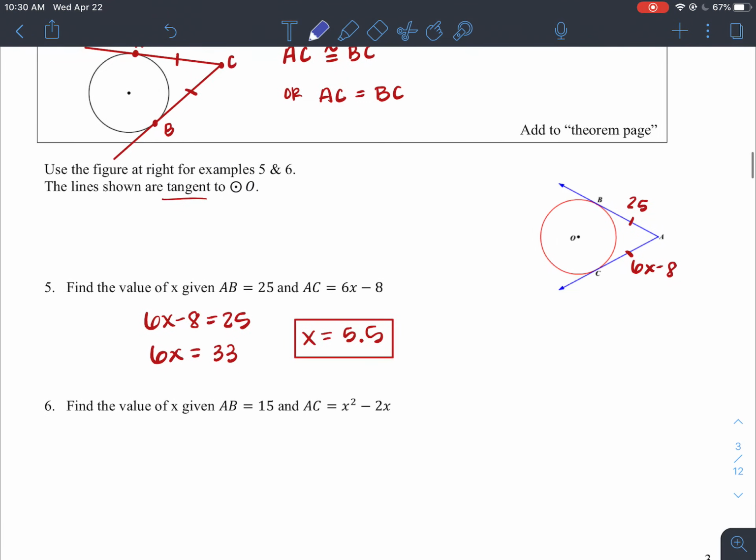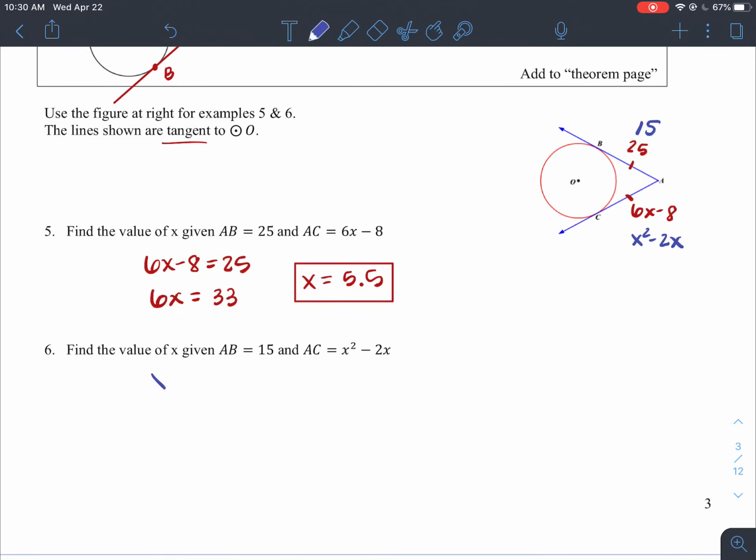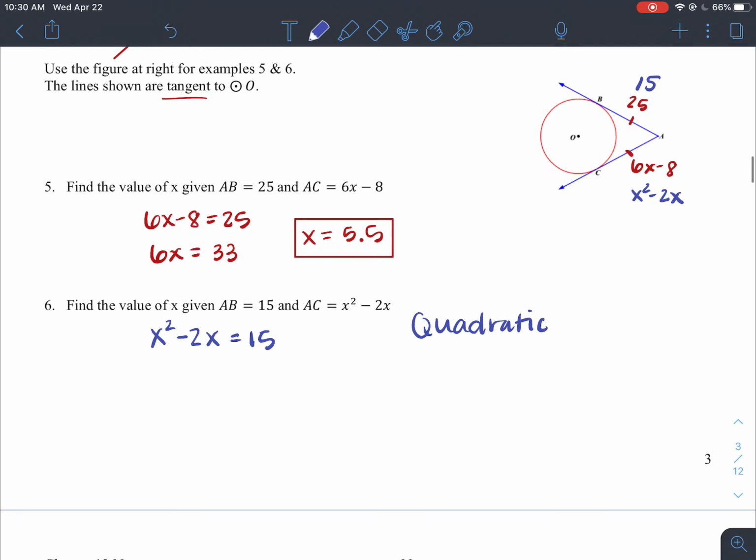Same picture, but this time I know AB is now 15, so I'm going to change the value there. And AC is now x squared minus 2x. So I can set up that equation, x squared minus 2x equals 15. We have a quadratic, and we just spent a long time practicing solving our quadratic. So the first thing we need to do in order to solve our quadratic is we need to set this equal to 0. So I'm going to subtract 15. I get x squared minus 2x minus 15 equals 0.